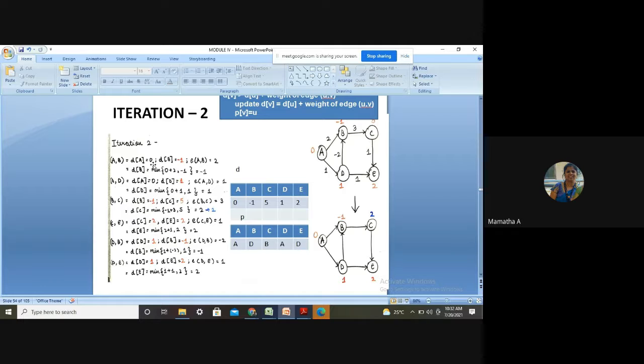You can now just see here this example, edge AB. DA is now 0. DB is -1. The weight of the edge AB is 2. DB is already -1. 0 plus 2. Remember, U is A, V is B. 0 plus 2 is 2. 2 comma -1, which is the minimum? Which is the minimum, students?